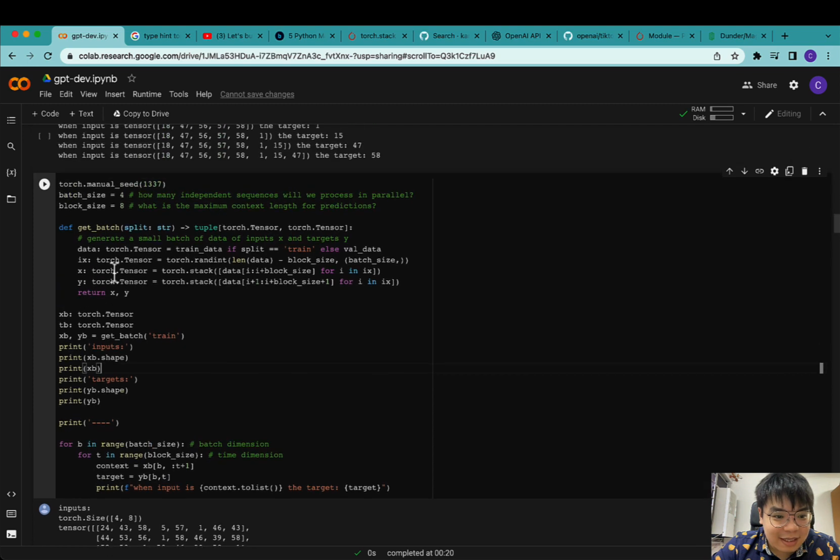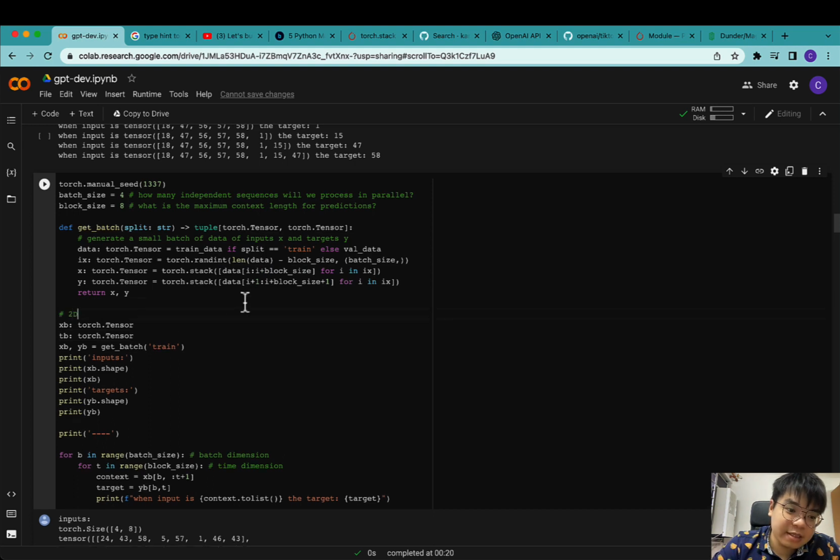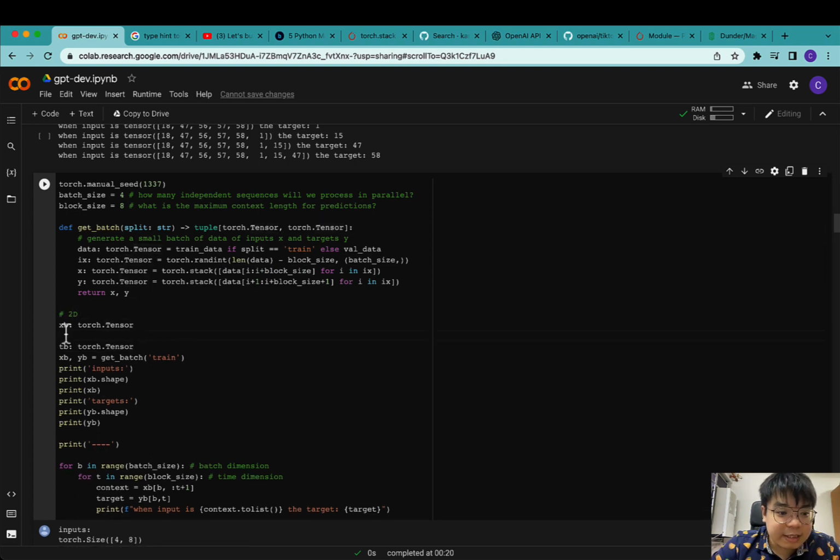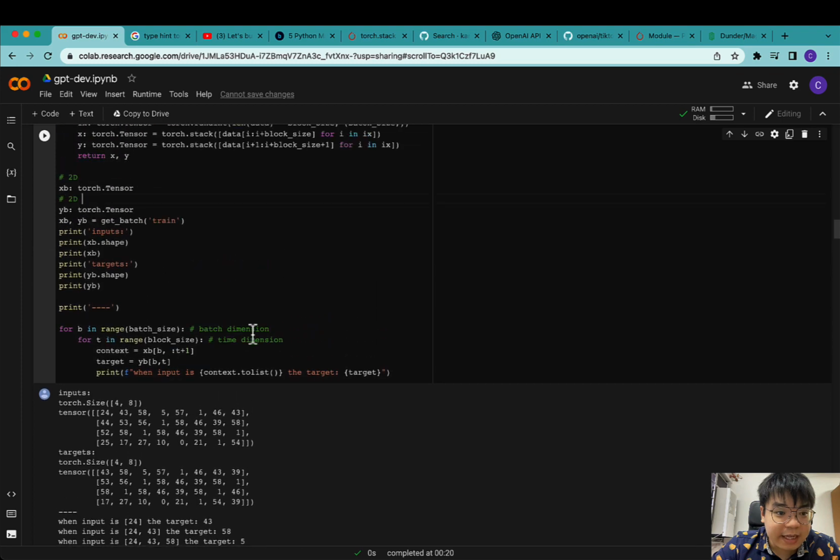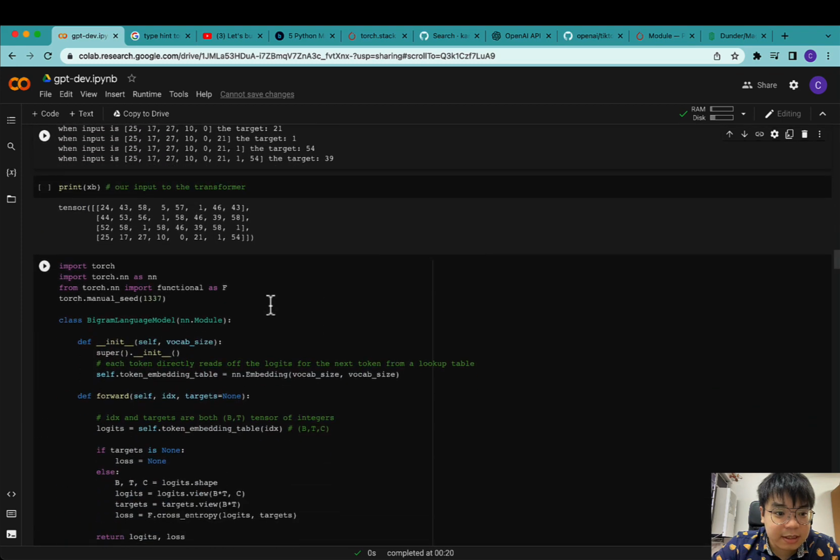So let's see. Okay, so x over here is a one-dimensional vector, and this is two dimensions. So x over here is two dimensions, and xb represents the batch of x, and yb in this case is the training batch here. So this consists of a batch of sequences, so that's two dimensions. So xb and yb are two dimensions.